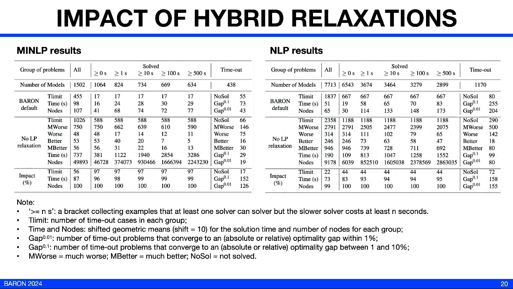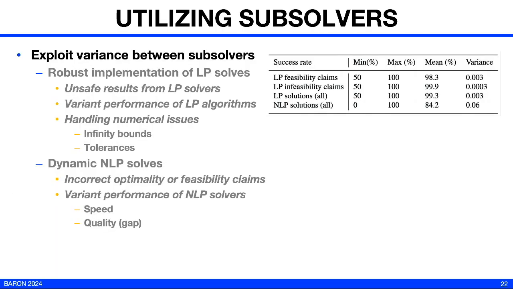Similarly, we see that the impact of relaxation is higher on the MINLP library, because for NLP problems, once they are identified as convex, they can be terminated at the root node without solving any lower bounding problem. So that's why we see the impact of relaxation is higher on the MINLP library.